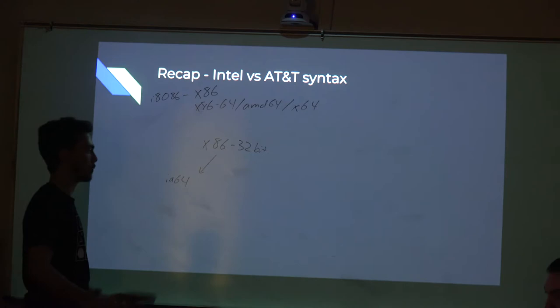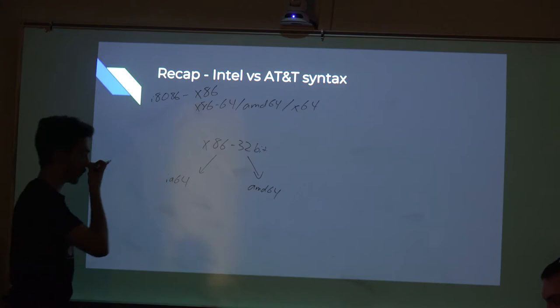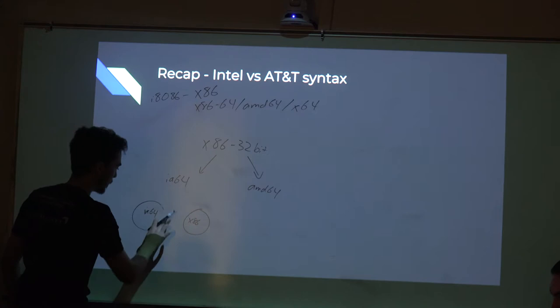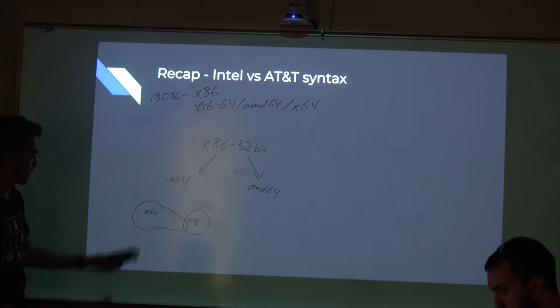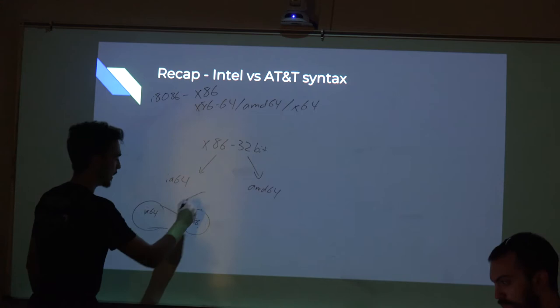So around the same time, AMD made a competing standard called AMD64. So if we have x86 instructions, we have IA64 instructions, and there might have been some overlap, but for the most part, it was a different instruction set. I'm not actually sure about this, but if there is an intersection, it was really small. Essentially, this wasn't a superset of x86. There are a lot of instructions in x86 that didn't exist in IA64. But what AMD did instead is they made AMD64 a superset of x86.